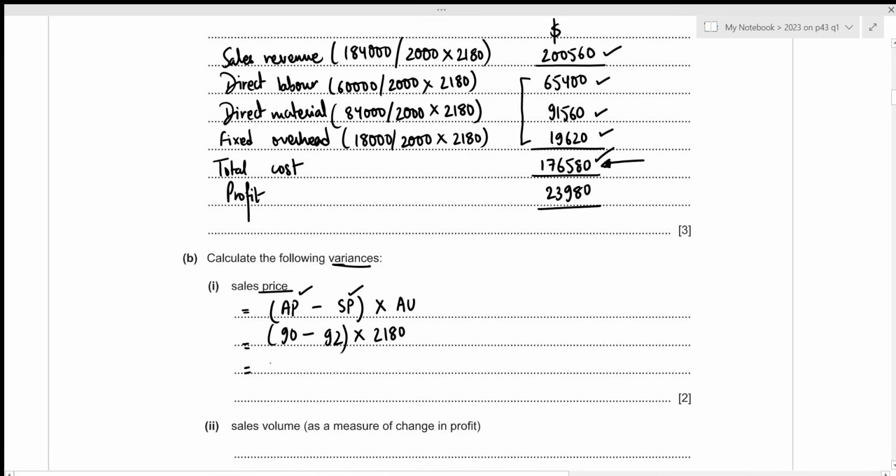And this gives the sales price variance of negative 4,360, and since this is negative, this will be adverse variance, and that's the case because the actual selling price is lower than what we anticipated, which means that the total revenue is also lower than what we hoped for.